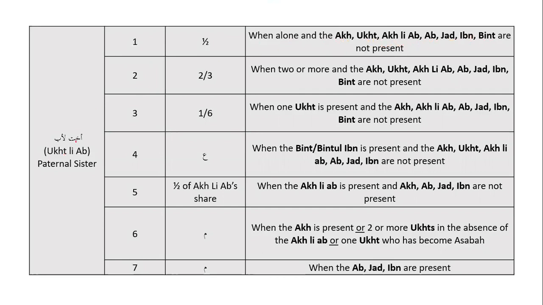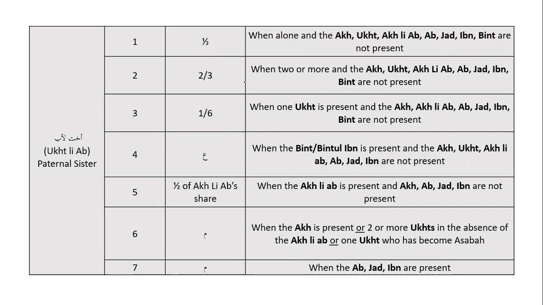So the Ukht li'ab has the most conditions from all the Ashab al-Furud or the Bil Furud, and it also has the longest conditions, so the most relatives you have to look out for. So we need to look out for the Akh, Ukht, Akh li'ab, Ab, Jad, Ibn, Bint. If none of these are present and there's only one of them, then she will receive 1/2 of the inheritance.